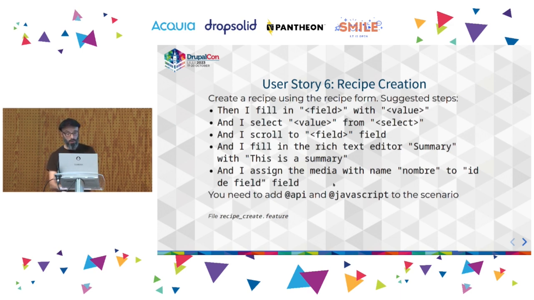So those are the steps that I suggest. For example, I fill some field with some value. I select some value from a select list. Or, for example, scroll into a field. This is important because Behat checks even the visibility of items. So if you try to access an element that is not visible, Behat is going to complain. And this is good because it's important that the user is able to access an element. If the element is not visible, the user is not going to be able to use it. So the test should fail.